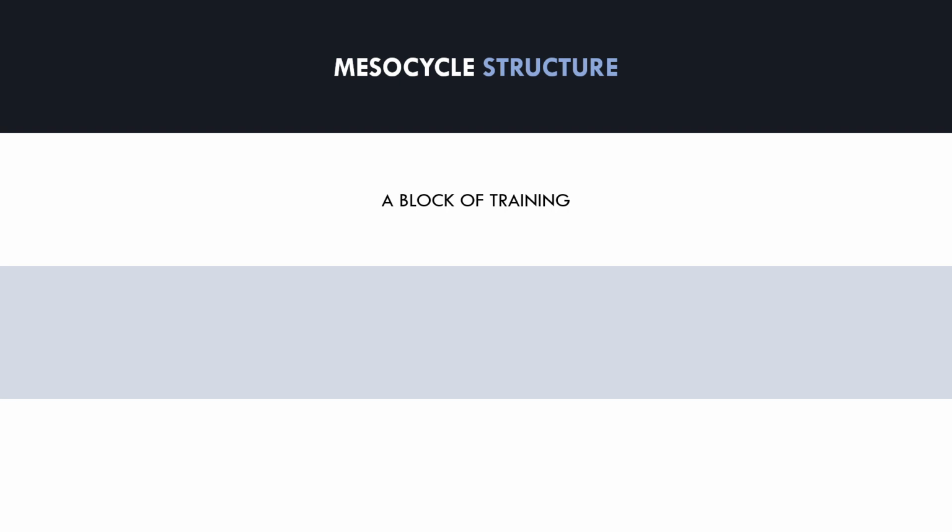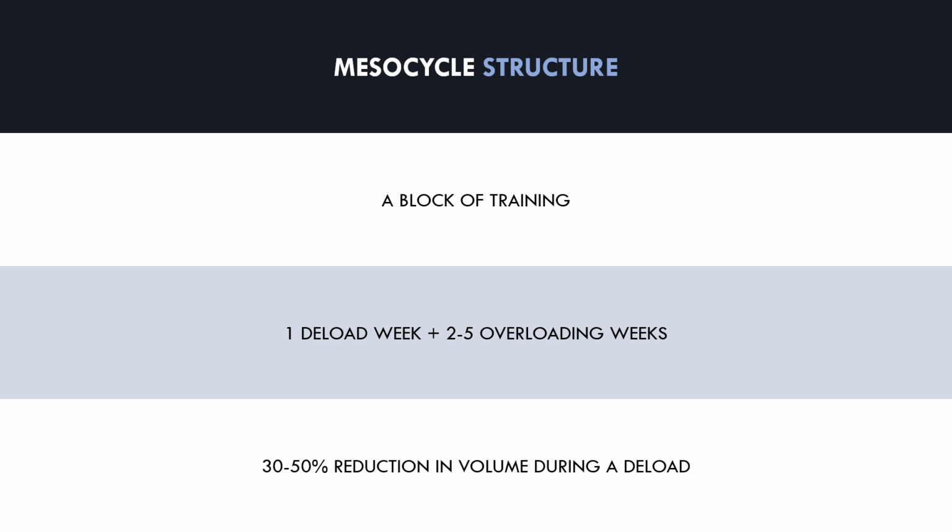Overloading training is where the goal is to stimulate adaptations, while deloading training is where the goal is to reduce fatigue while maintaining adaptations. Usually a mesocycle of training consists of one deload week for every 2 to 5 weeks of overloading training. During a deload week, volume is generally reduced by around 30 to 50% from the regular overloading training volume, while all other variables can remain the same.